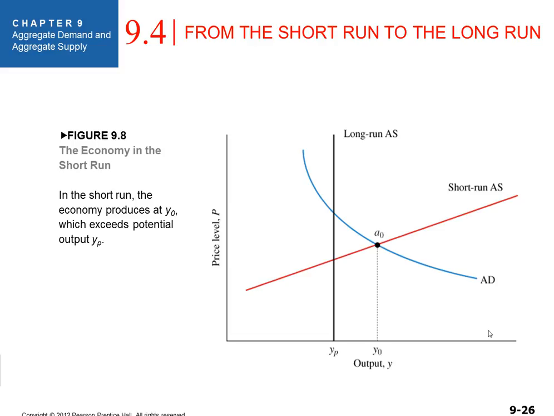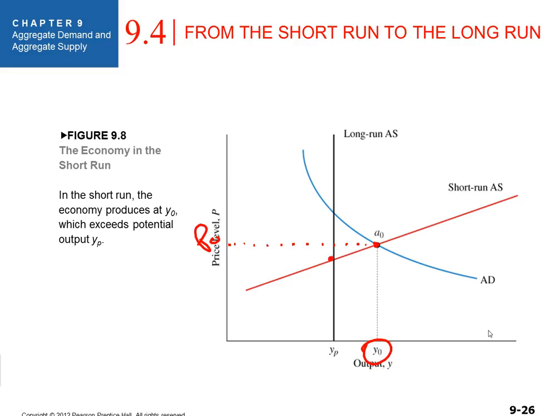We're now ready to discuss how the short run transitions to the long run in this model. So let's start out in the short run. We are at y0, and we have an equilibrium at this point, and our price level is at P0. Okay? So what happens is that notice that we're not in our long run equilibrium at full potential.